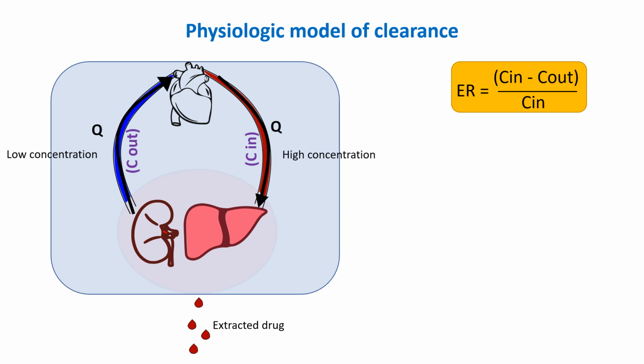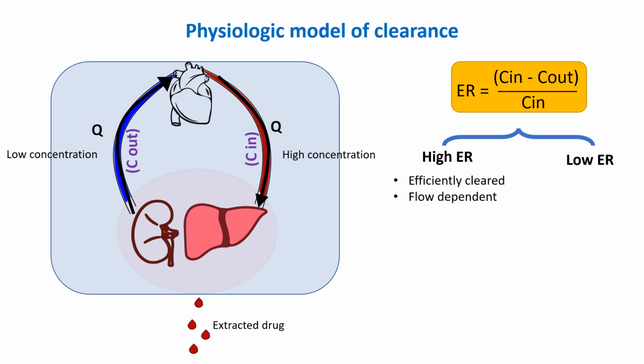Drugs with high extraction ratio are efficiently cleared and their elimination is often limited by the blood flow to the organ, known as flow-limited clearance. In contrast, drugs with low extraction ratio are cleared less efficiently and their elimination depends more on the organ's capacity to metabolize or excrete the drug, termed capacity-limited clearance.